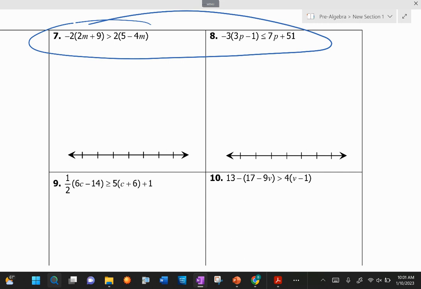Make sure when you distribute right here, is that 3p? Yeah. So we got to multiply these together. It should be negative 3 times 3p, so negative 9p right there. It won't cancel because we're combining them right now. It'll only cancel stuff out if you're moving stuff across the middle. But if you're combining stuff on the same side, then you're just putting them together. Okay?